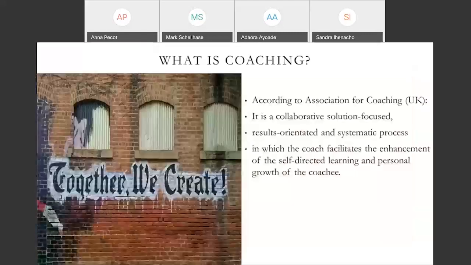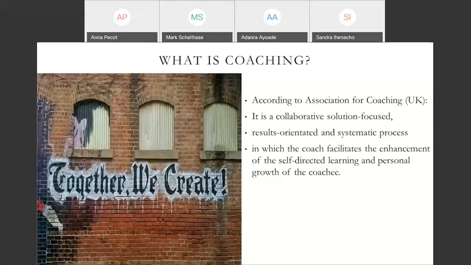And last but not the least, before I hand over to Adaora, coach, according to the Association for Coaching for the UK, if you look at this image on the left-hand side, it says, together we create. I think there was someone that popped into chat and said, co-creation. I love that. And that is the word. So we create together.